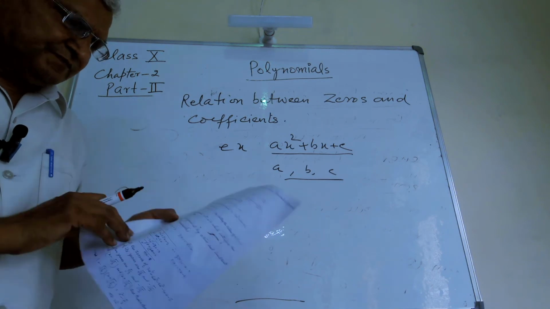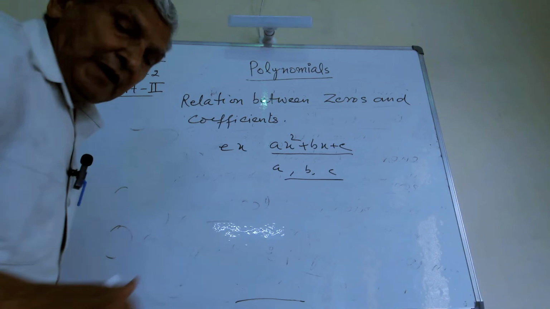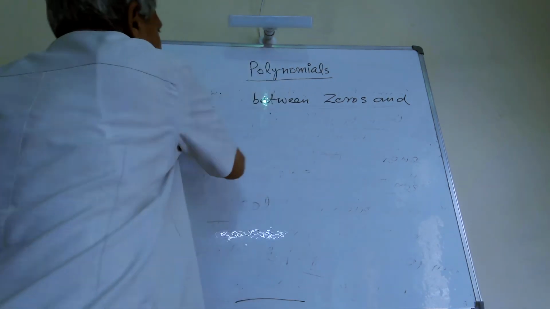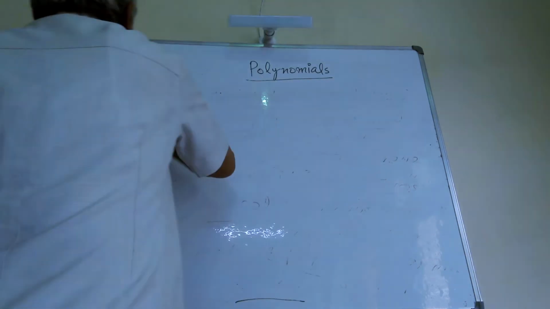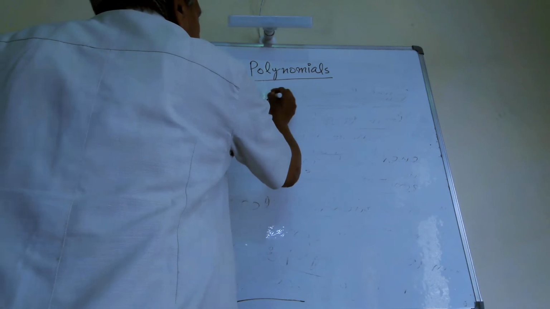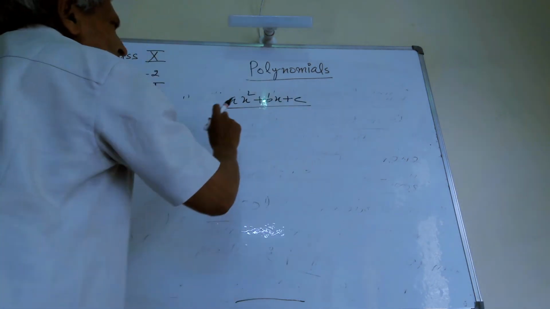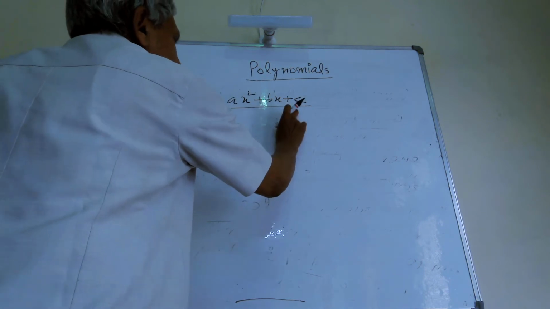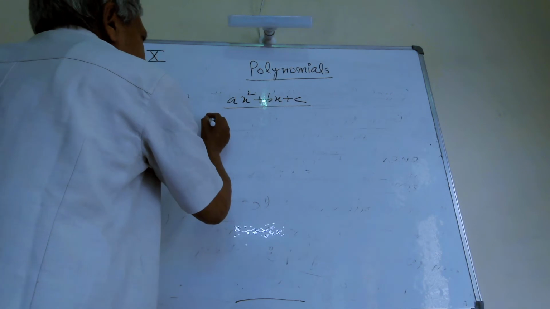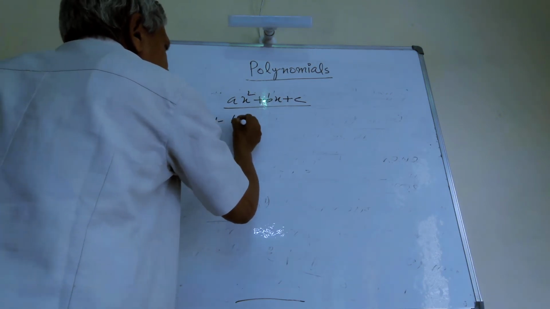Now I am taking an example. One thing I want to tell you: this is a quadratic polynomial, ax square plus bx plus c, not an equation. This is a quadratic polynomial, and it has two zeros.